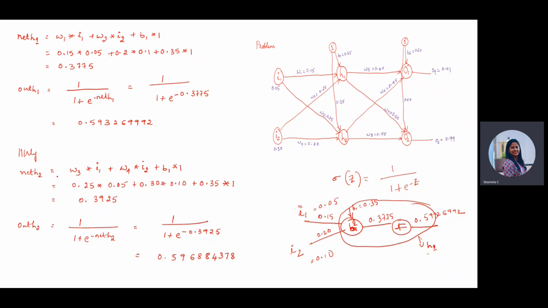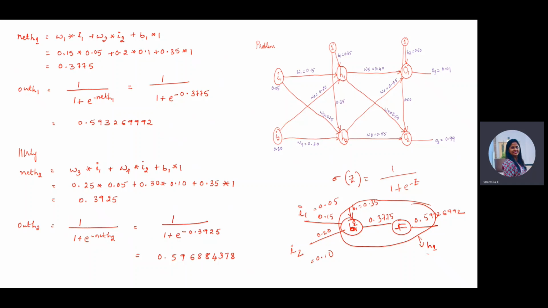In a similar way, do the computation at the neuron or the node H2. So net H2 equals, we have W3, that is 0.25 into I1, which is 0.05, then 0.30 into 0.10, plus the bias value 0.35, you will get 0.3925. This goes through the nonlinear activation function, the sigmoid function, 1 divided by 1 plus e to the power of minus net H2, which is equal to the answer you are going to get.